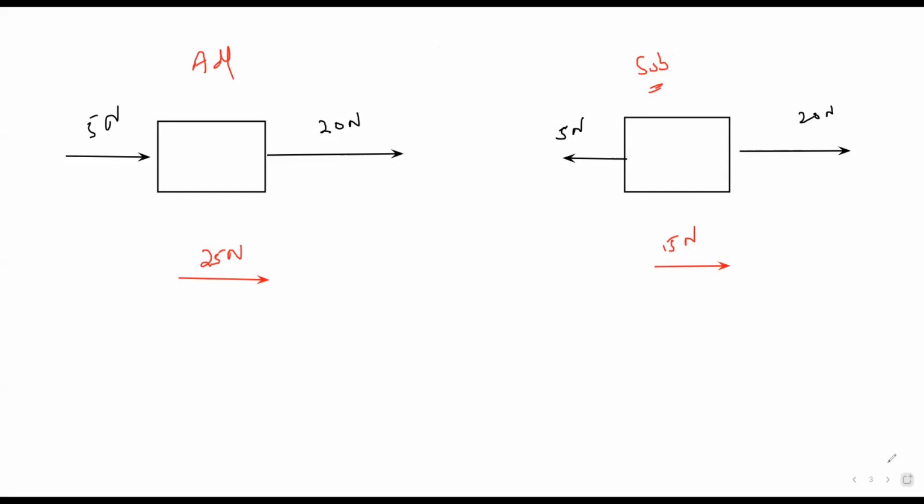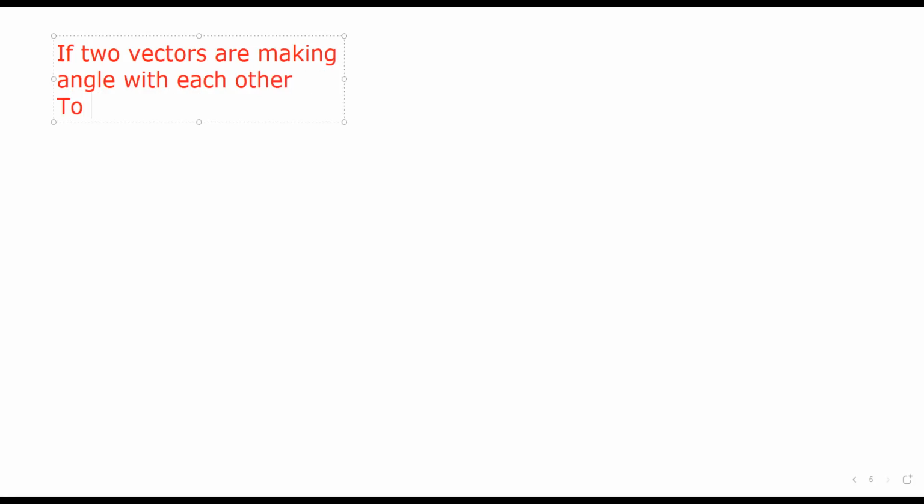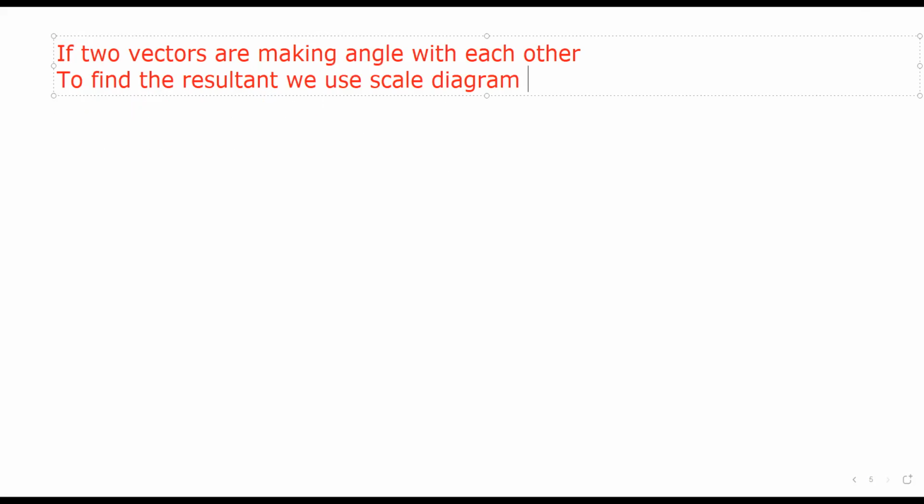But there is also a third condition. If two vectors are making some angle with each other, to find the resultant, we use a scale diagram. What a scale diagram is and how it can be used, we will discuss now. For that purpose, I want everyone to have a ruler, a scale, a protractor and a compass.